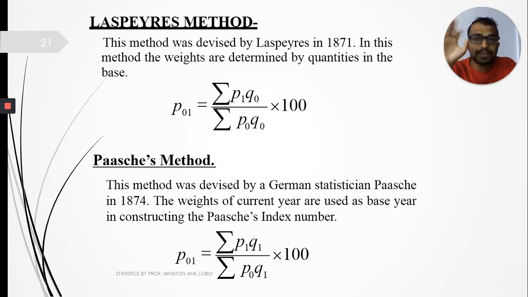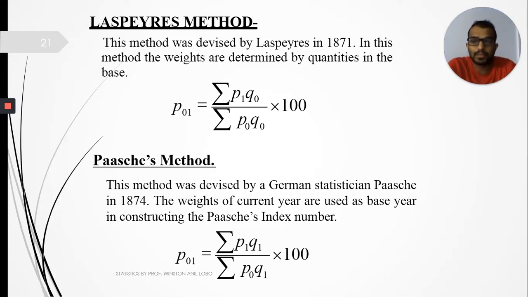Students, in the Laspeyres index number, the quantity of the base year is considered. Can you see the formula here? P01 equals summation P1 Q0, quantity of the base year Q0, divided by summation P0 Q0, again quantity of the base year. Remember, in the Laspeyres price index formula, quantity is of the base year. The formula is P01 equals summation P1 Q0 by summation P0 Q0 into 100.